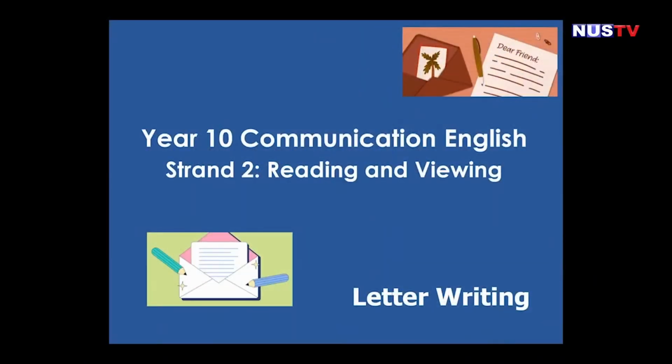Today's lesson will be focusing on how to write a letter. Year 10 Communication English, and today's lesson will be focusing on Strand 2, reading and viewing. Specifically, we'll be looking at letter writing. So we all should understand that this is one of the requirements for our exam: to write a letter.